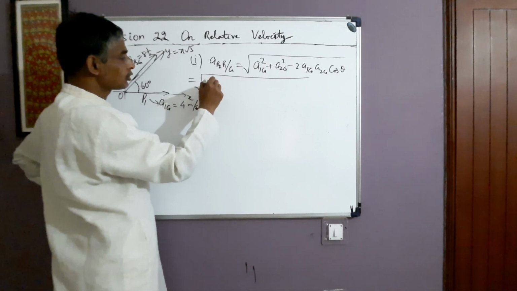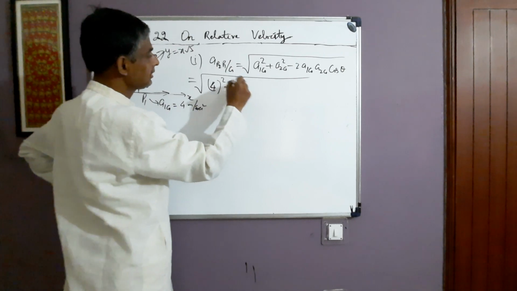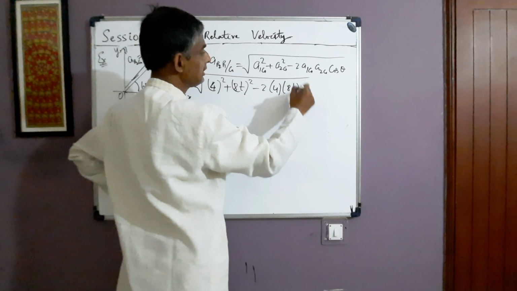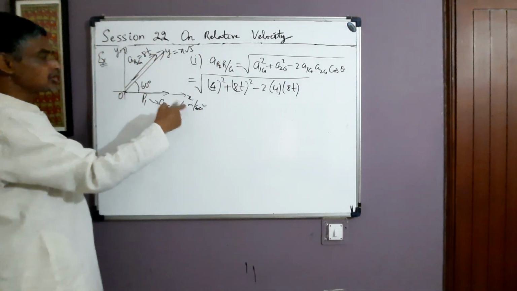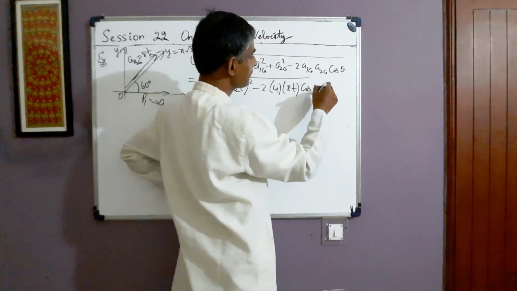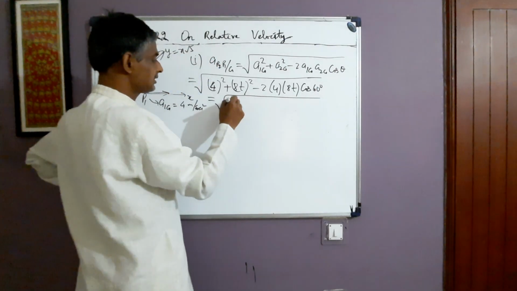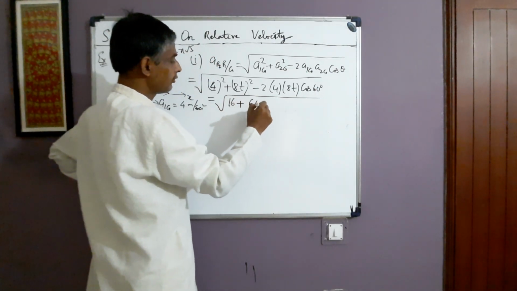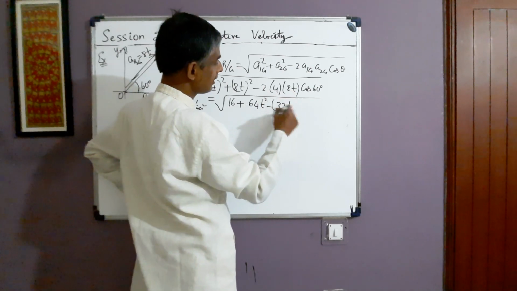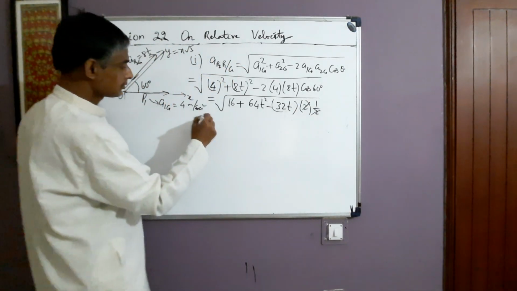A1g square becomes 4 square. A2g is given to be 8t. So 8t whole square minus 2 into 4 into 8t, and theta is the angle between these two accelerations, which has been explained to be equal to 60 degree. So cos of 60 degree. This becomes root under 16 plus 64t square minus 32t into 2 into cos 60 degree, which is half. The 2 cancels out. So this is the answer.